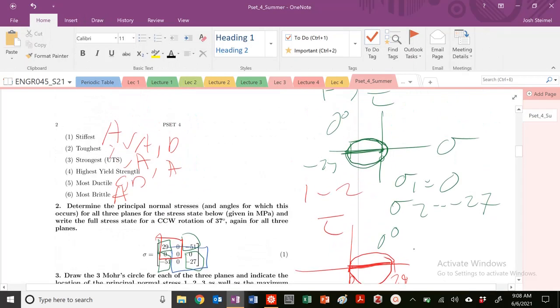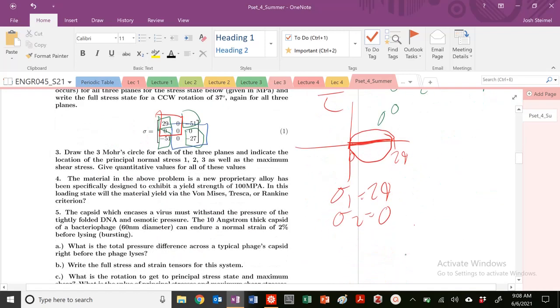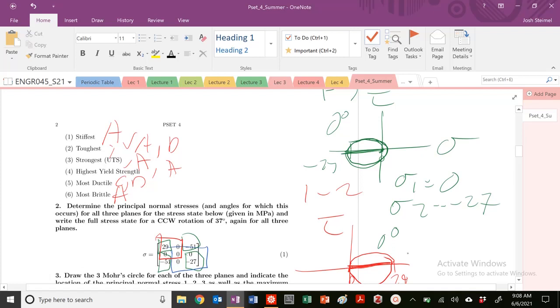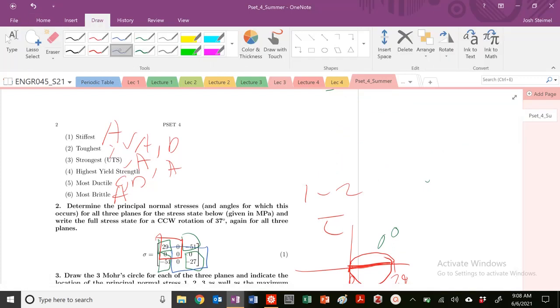sorry, I switched colors there. So this should be blue. So, actually, this is not 1, 3, excuse me. Apologies for this, we'll adjust it right now. This is the 2, 3 plane. Got ahead of myself. So the 2, 3 is this.